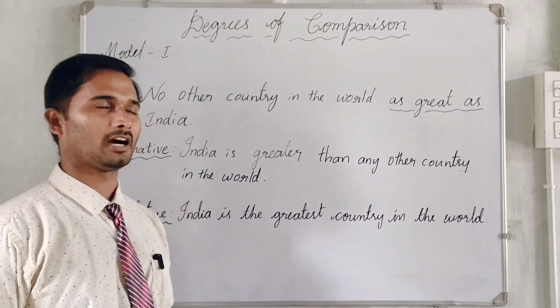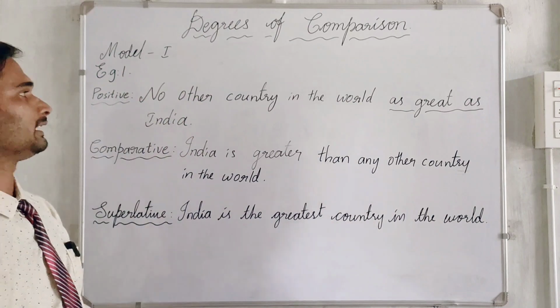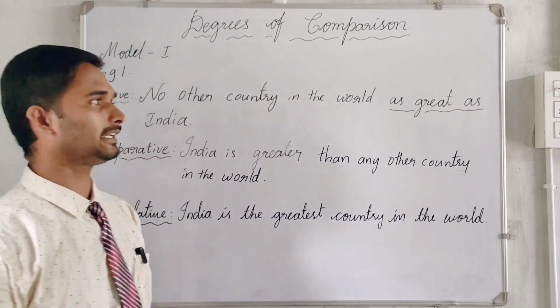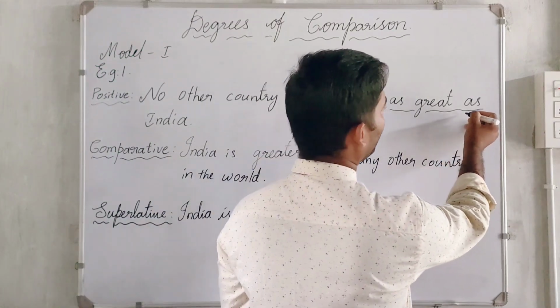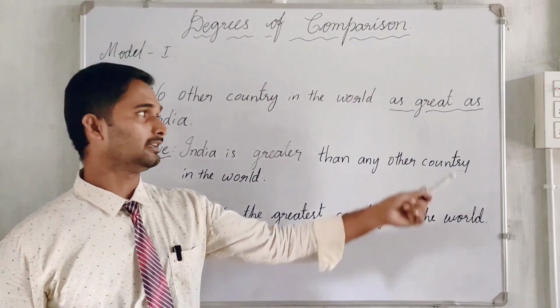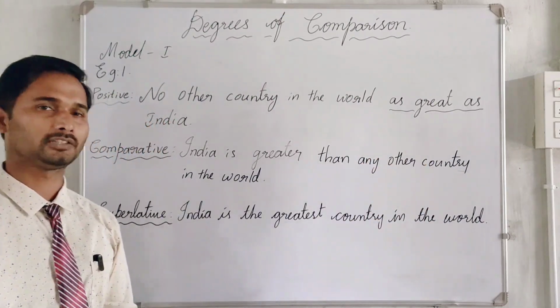Let us see an example of Model 1. Positive: No other country in the world is as great as India. As great as is comparing with none, which means no comparison is made in the first sentence, the positive one.